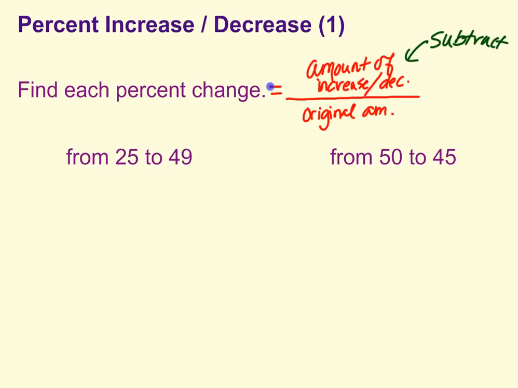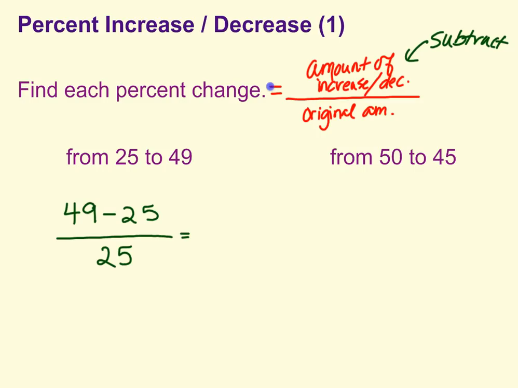And I always just take the big number minus the smaller number. So it went from 25 to 49. So let me go ahead and subtract 49 minus 25. But here's what you want to make sure you're paying attention to. You divide by the original amount. So did it start out at 25 or did it start out at 49? Well, if it went from 25 to 49, it started out at 25.